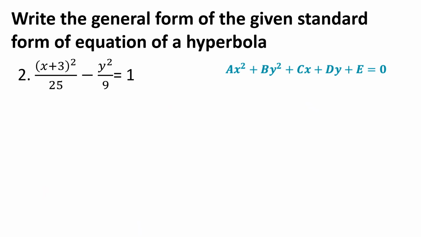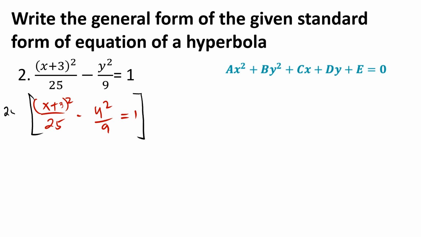Okay, let us have this example number 2. Okay, at first, we will be rewriting the given. So this time we have the denominators 25 and 9. So this will be used as our multiplier. So 25 and 9 are our denominators. At the same time, this will be also our multiplier.